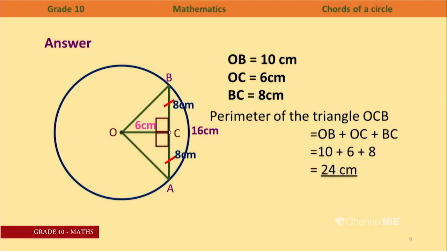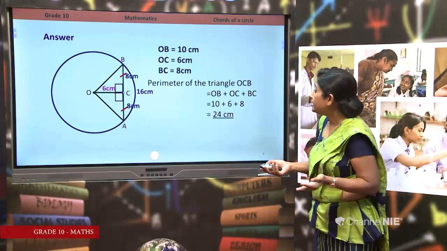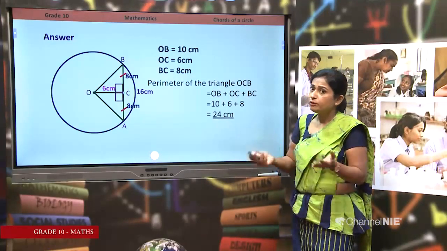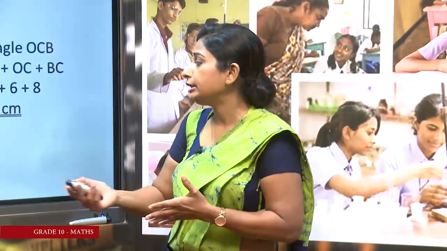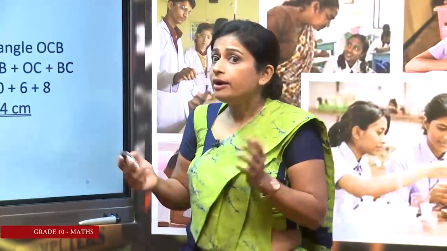So we got the answer. 24 centimeter, what's that? Perimeter of the triangle OCB. We found the perimeter of the triangle given here as 24 centimeter. Okay, I think you understood that well.